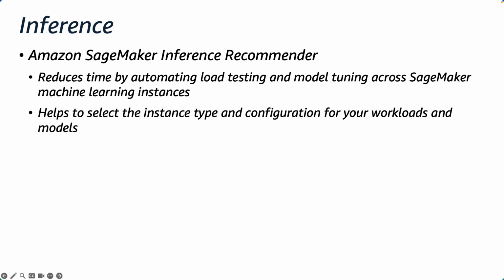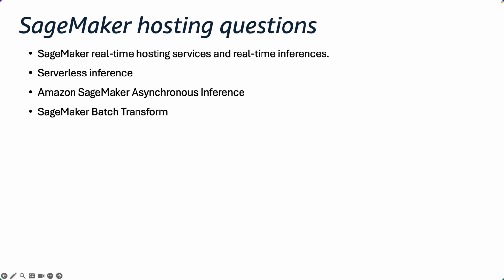Amazon SageMaker Inference Recommender is a capability of SageMaker that reduces the time required to get machine learning models in production by automating load testing and model tuning across SageMaker machine learning instances. You can use Inference Recommender to deploy your model to a real-time or serverless inference endpoint that delivers the best performance at the lowest cost.